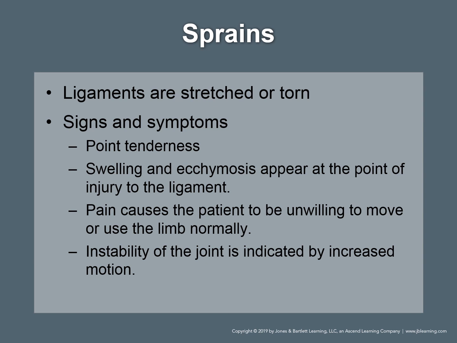There are strains and there are sprains. Sprains deal with ligaments. And remember, ligaments connect bone to bone. So a sprain is where that connection point between two bones is. You'll have point tenderness, which means when you touch that area, it'll hurt. Swelling, bruising. Patient won't want to move the limb. They'll guard. They'll self-splint, and you may see some instability of that joint. It'll kind of be loose and wobbly.